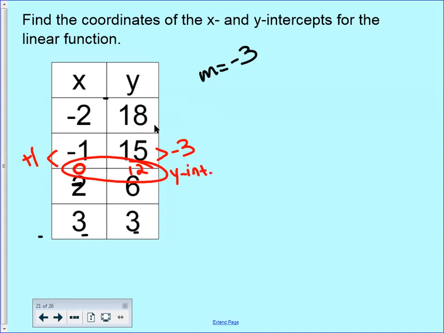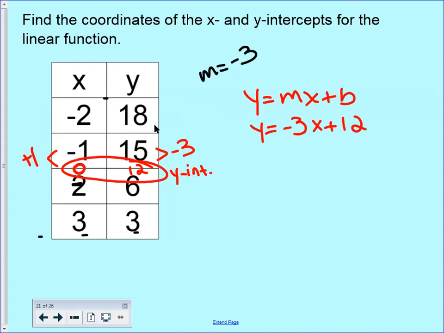So what does that mean for my equation then? Y equals mx plus b. If I have a slope of -3 and I have a y-intercept of 12, look at that. We have an equation. And now we can use that equation to come up with our x-intercept.